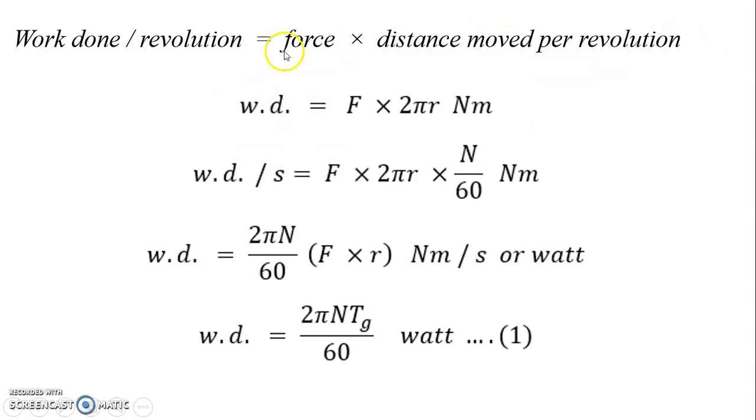First we calculate the work done. Work done is F into 2 pi R, expressed in newton meter. We know that for N we substitute N by 60. Then we get the work done equal to 2 pi N by 60 into F into R. From the previous slide we know that F into R is the torque produced by the armature. So work done equals 2 pi N into Tg by 60.